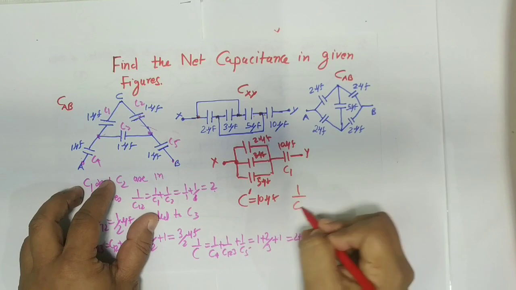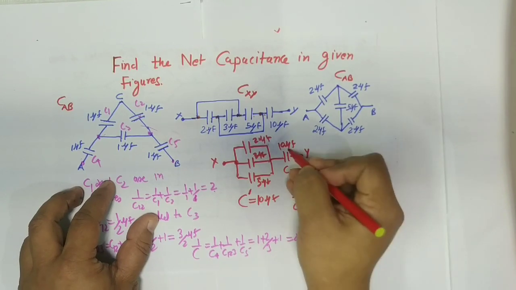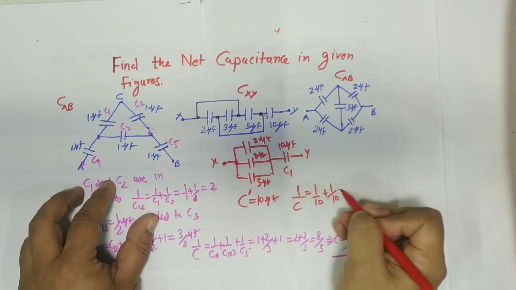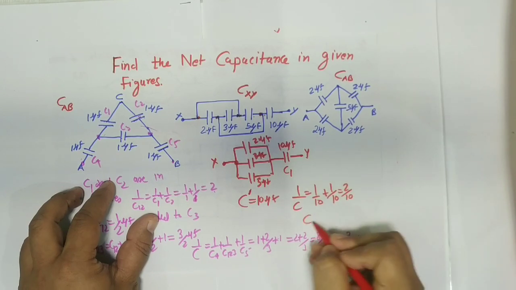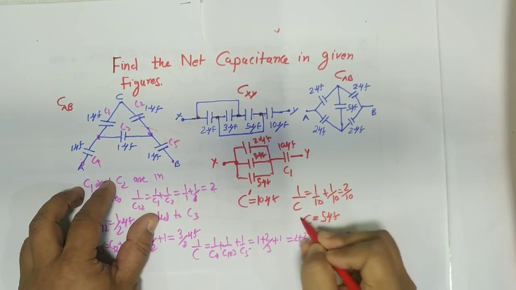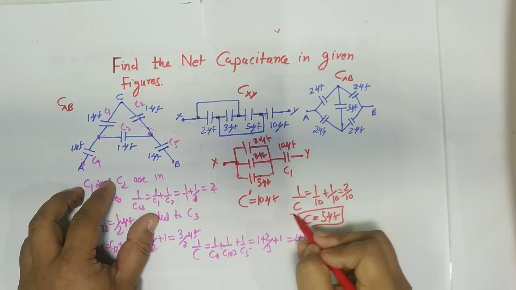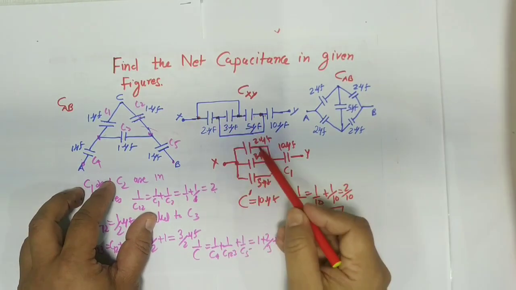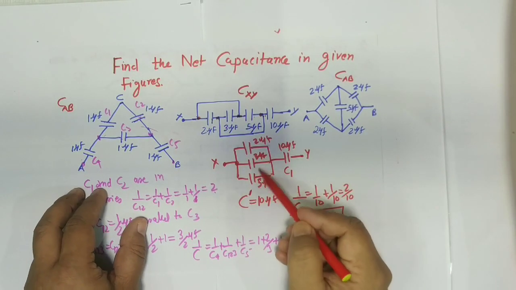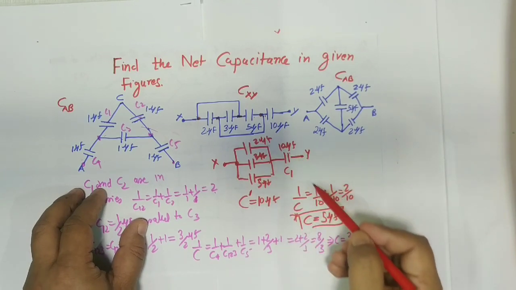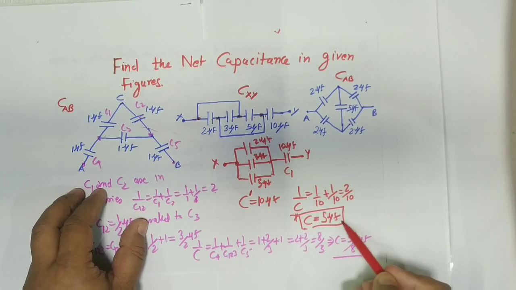So what will be the net C? 1 upon 10 plus 1 upon 10 will be 2 by 10, and you reciprocate, it will be 5 microfarad. So in this case you get 5 microfarad. Again repeating, all three are in parallel: 2 plus 3 plus 5 is 10, and then this 10 is in series, and the reciprocal gives this.